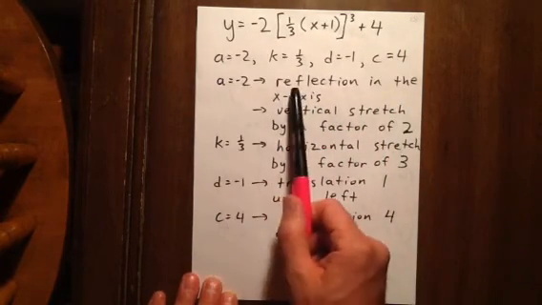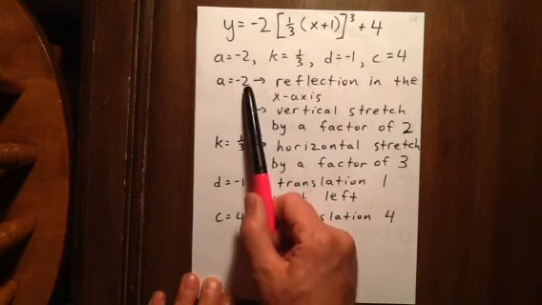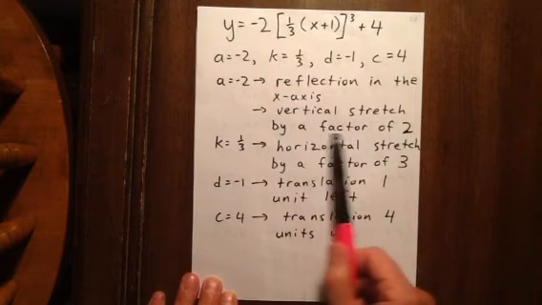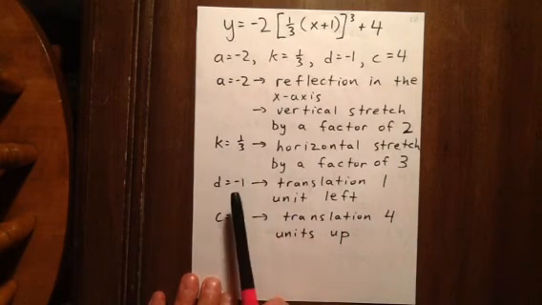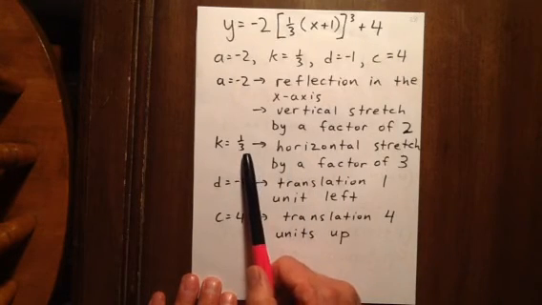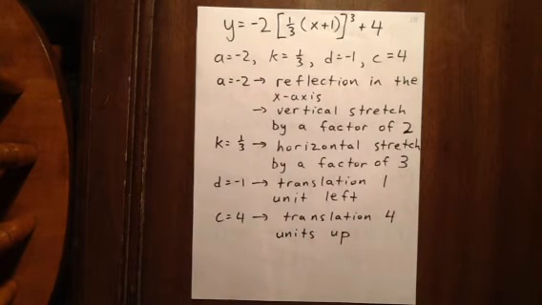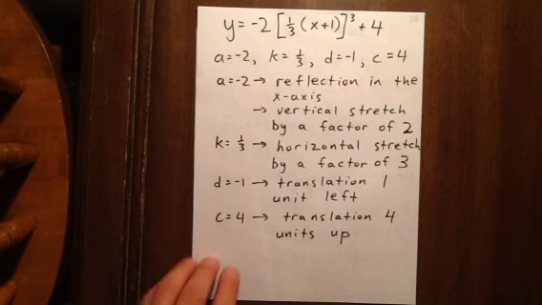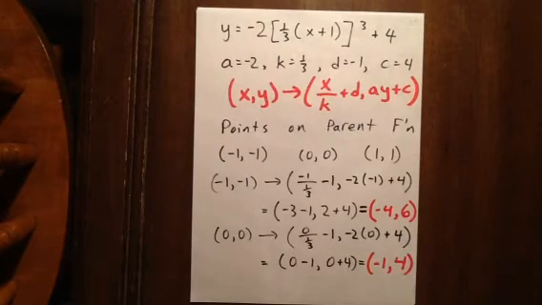Well, when a is -2, we begin with a reflection in the x-axis. Since we're multiplying the y-coordinates then by a magnitude of 2, we say we have a vertical stretch by a factor of 2. When we say k is 1/3, we know we're dividing our x-coordinate by that. So dividing by 1/3 is like multiplying by 3. We can say we have a horizontal stretch by a factor of 3. When d equals -1, that means we translate 1 unit left, and when c equals 4, we translate 4 units up.